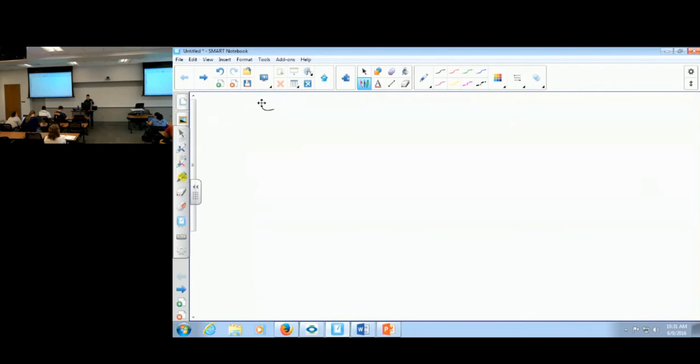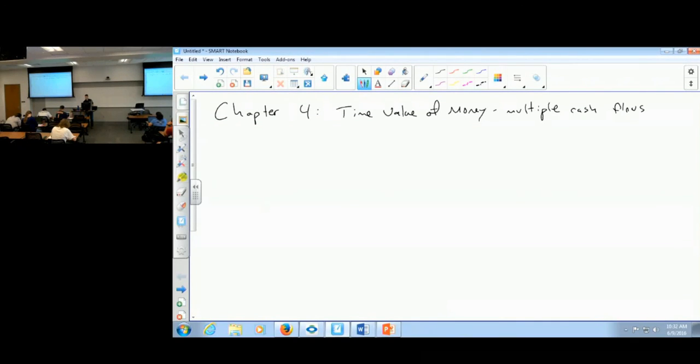All right, so let's look at Chapter 4. Again, we're still looking at time value of money, but now we're going to look at multiple cash flows. All right, and what we're going to do is just look at like 4 different types of basic cash flow structures that most things we're going to run into fall under. All right, we'll define them and then we'll start playing with them to see how they work.